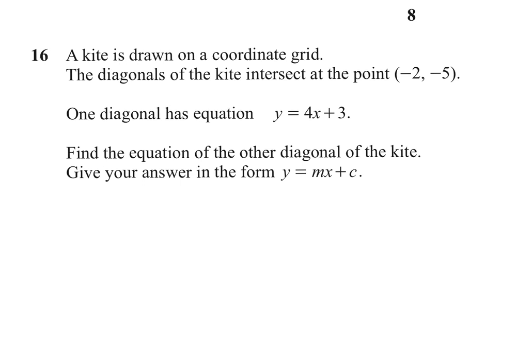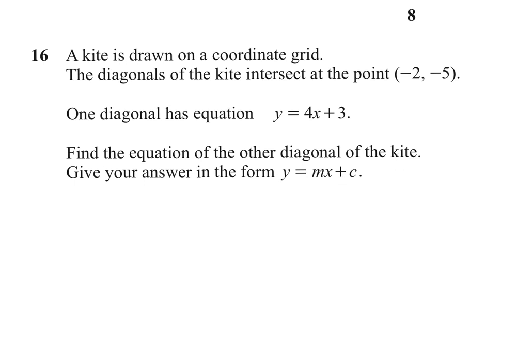Question 16. A kite is drawn on a coordinate grid. The diagonals of the kite intersect at the point (-2, -5). One diagonal has equation y equals 4x plus 3. Find the equation of the other diagonal of the kite. Give your answer in the form y equals mx plus c.